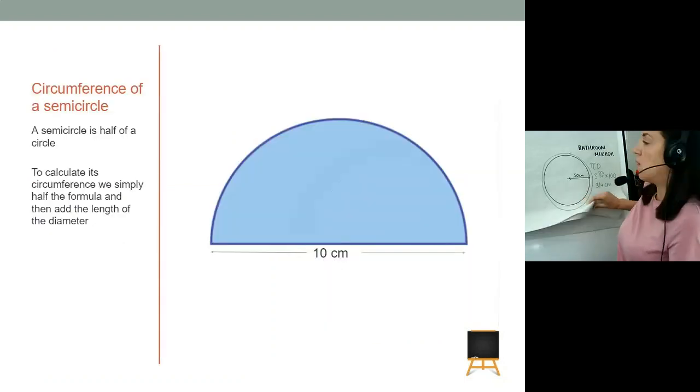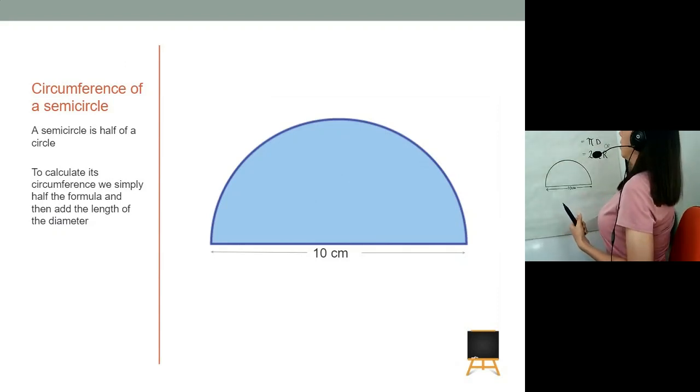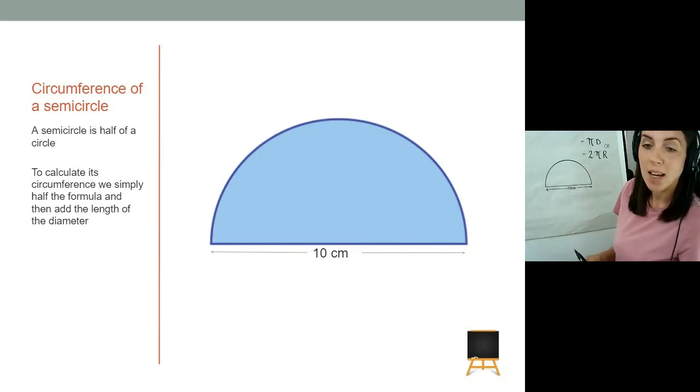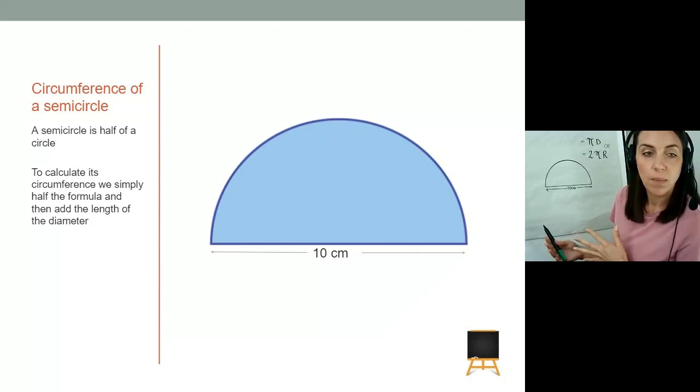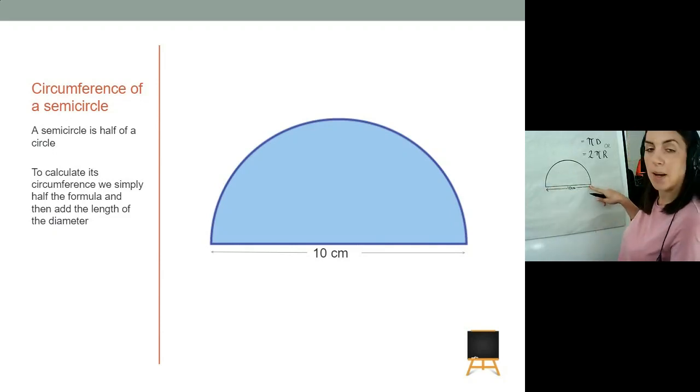So we're going to look at the circumference of a semicircle now. Natural progression from circles. You can be asked about semicircles, and I think there are some questions in BKSB in your learning that cover semicircles as well. So a semicircle is half of a circle. To calculate its circumference, we simply halve the formula for a full circle and then add the diameter, this length here.